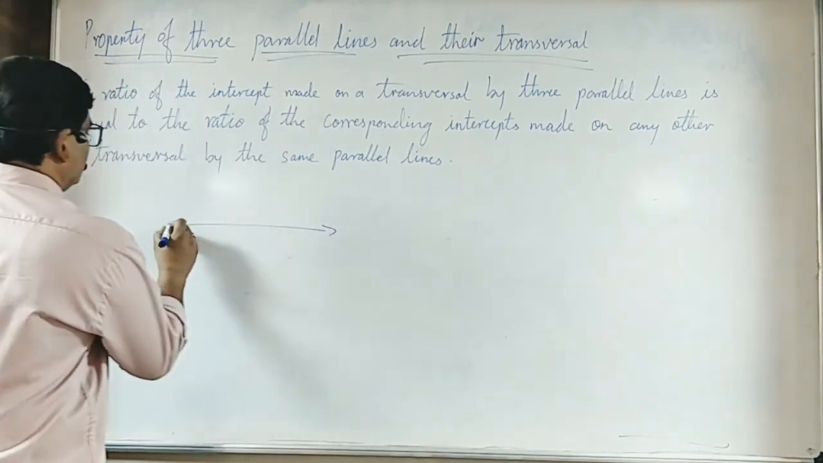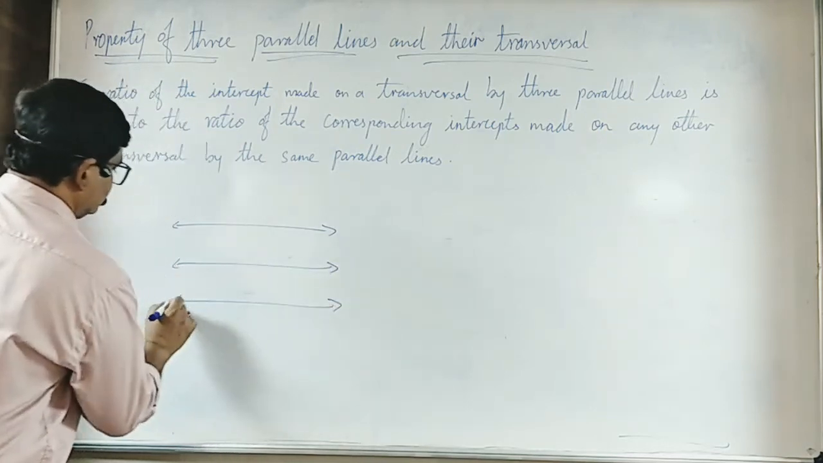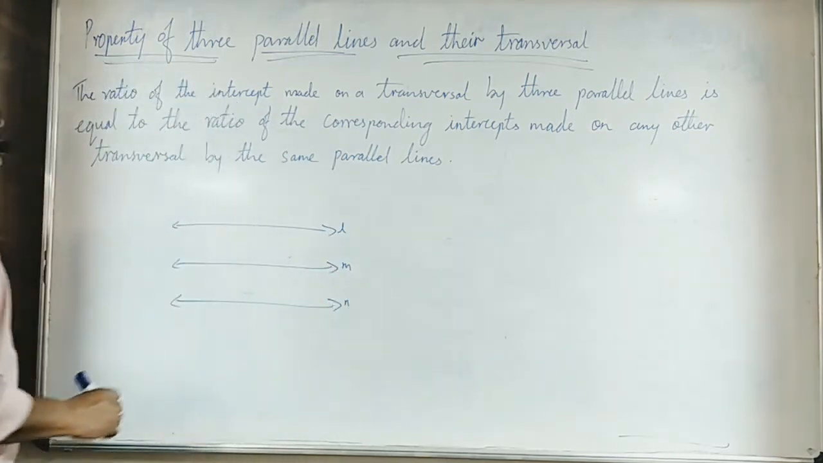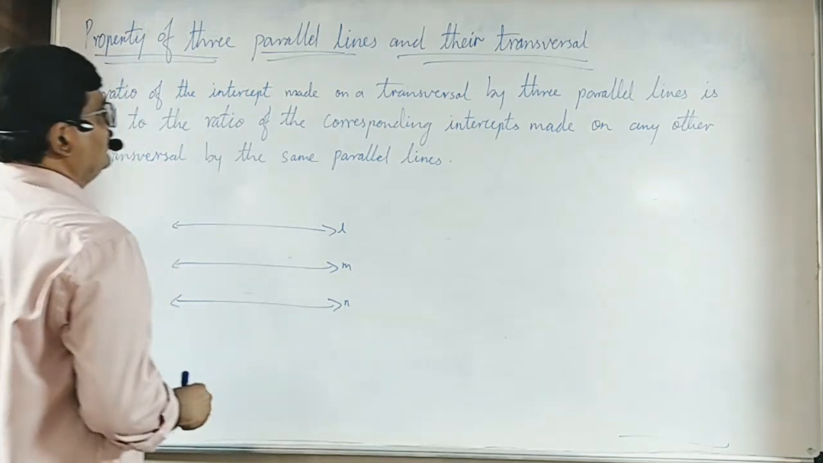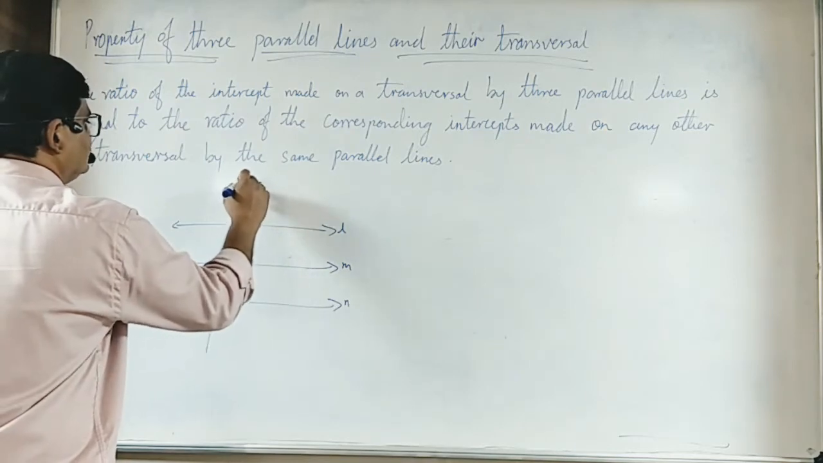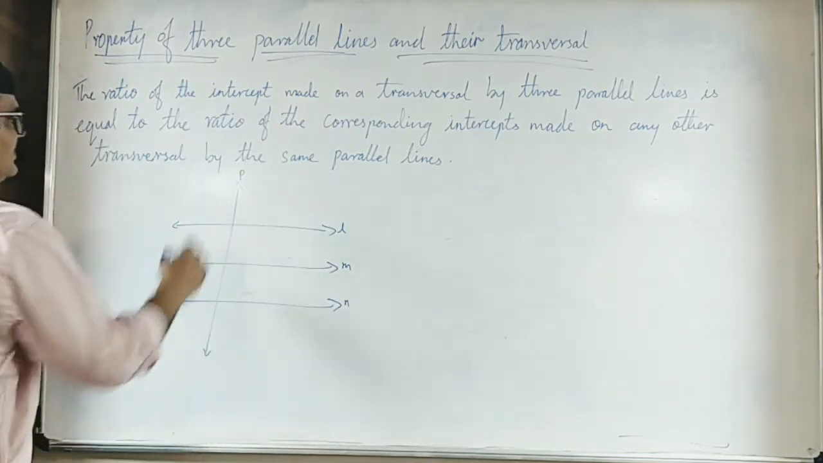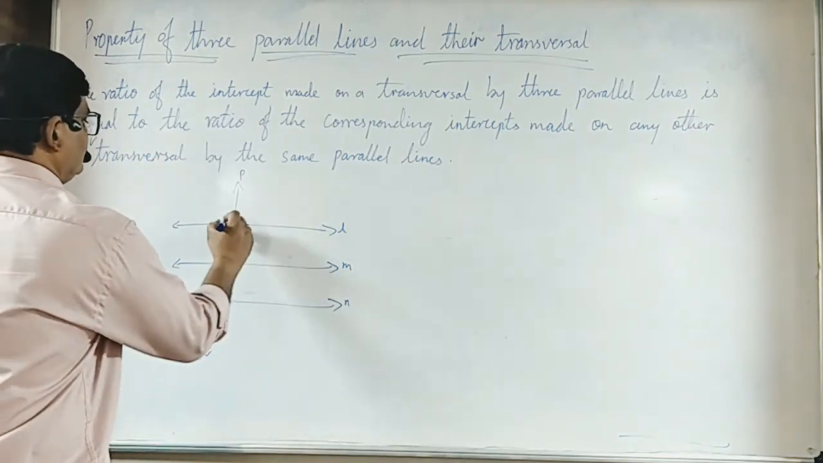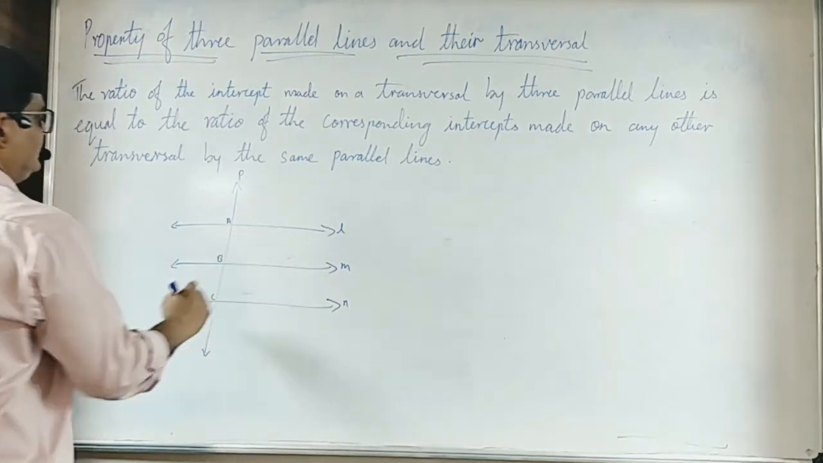I have three parallel lines over here. So this is your line L, line M, line N. Now what they are telling you here: the ratio of the intercepts made on a transversal by three parallel lines. So I have a transversal here, and the name of this transversal is P, and it is making intercepts A, B, and C. These are called intercepts.